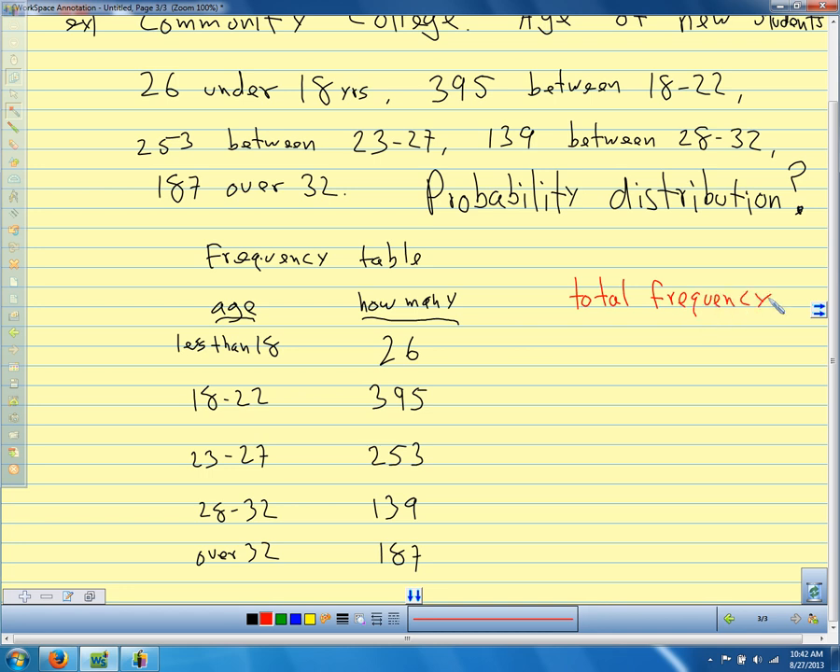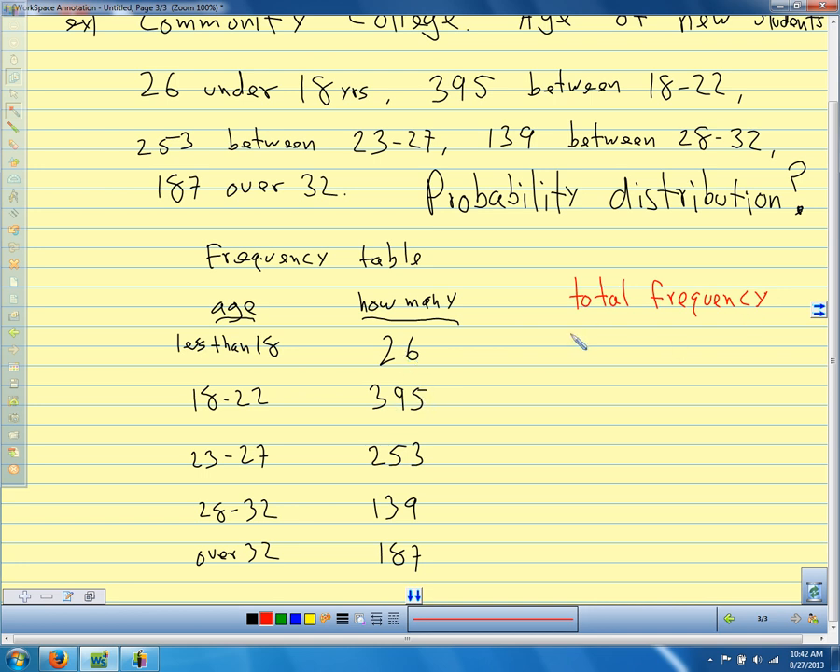How did we say we found our total frequency, Jason? Adding all the numbers together. So the total frequency, we just add all our numbers. Nice and easy. So I'm going to add all of these.